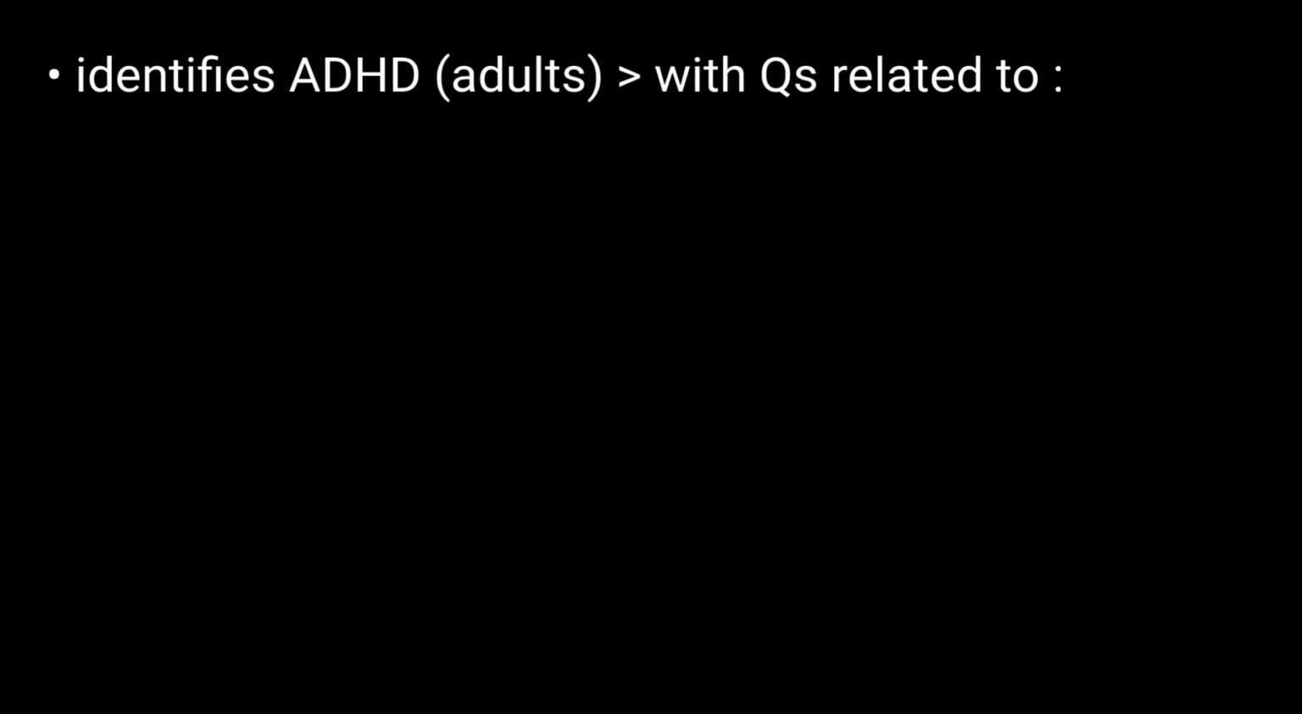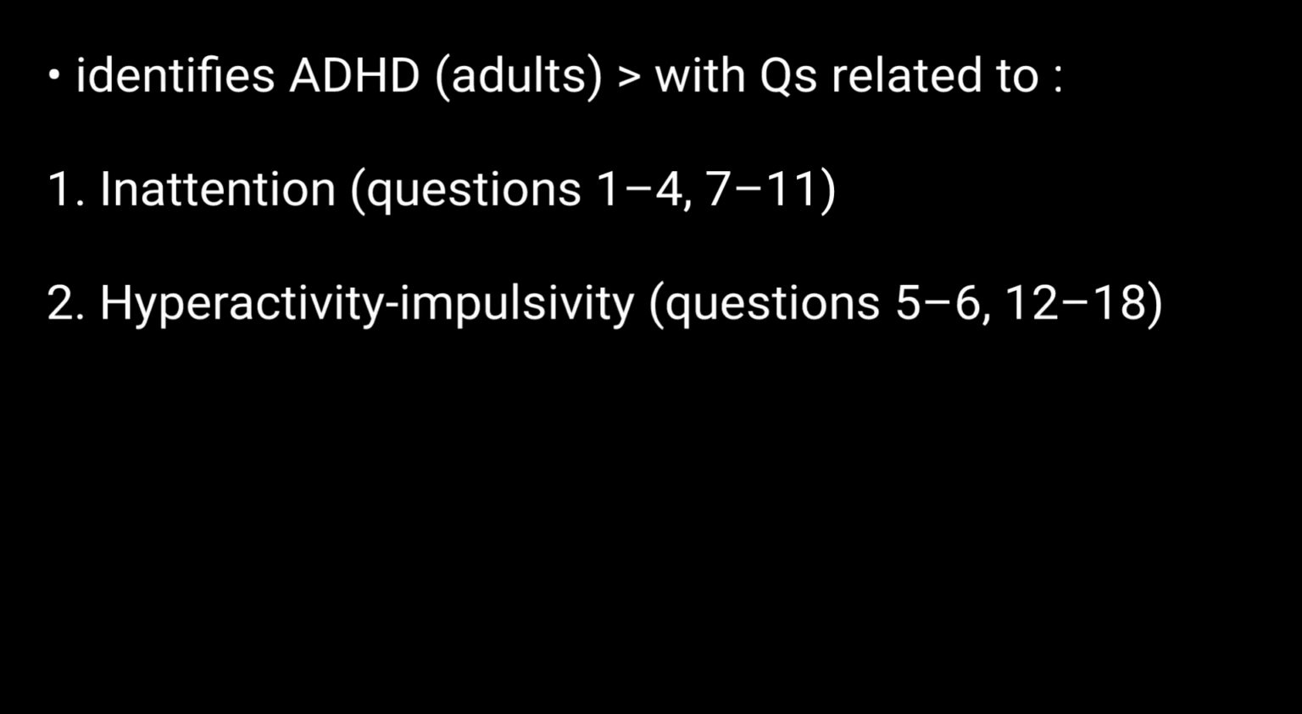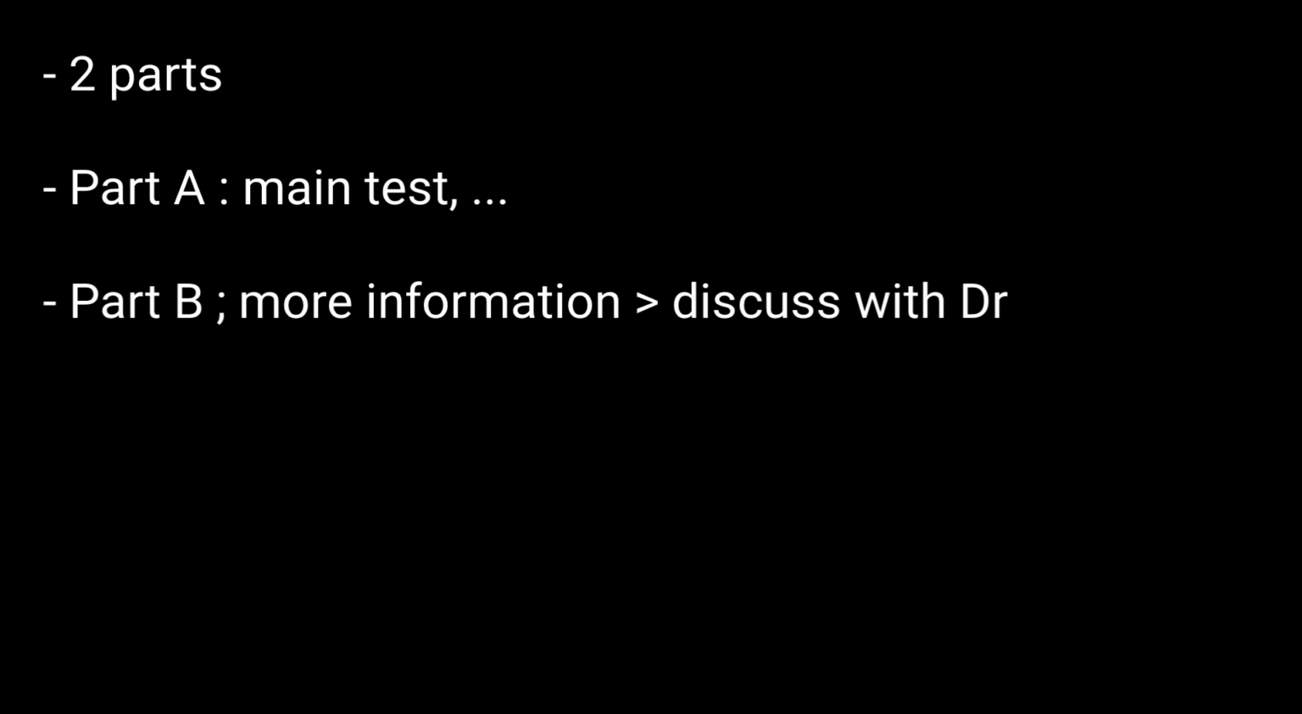So what does it test? The ASRS identifies ADHD in adults with questions that relate to the two subscales. First is inattention. Second is hyperactivity and impulsivity. Structure of the test. It consists of two parts. Part A is the main test, while Part B offers more information that can be discussed with your medical professional.